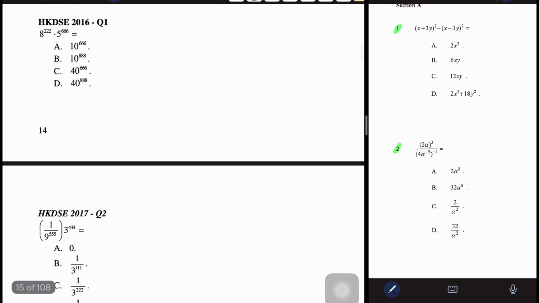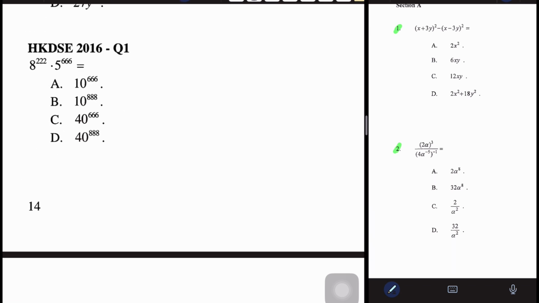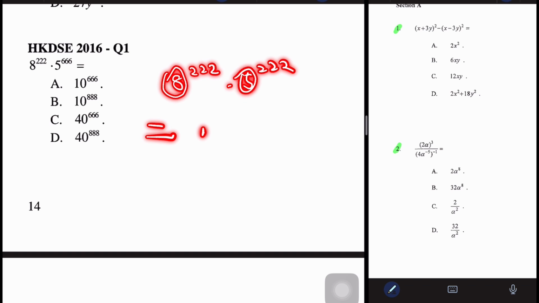Okay, I want to talk about this type. So for this type of question, how do we do it? Actually, when we have the same index, let's say 8 to the 222 times 5 to the 222, you can directly multiply the numbers here together. So 5 times 8 is 40, to the 222.